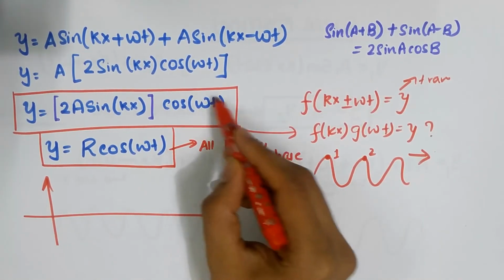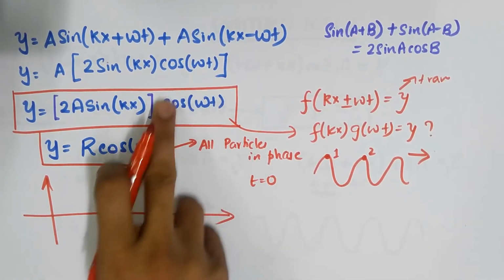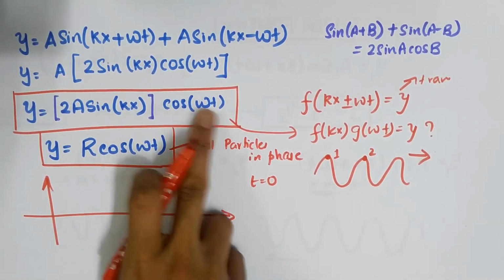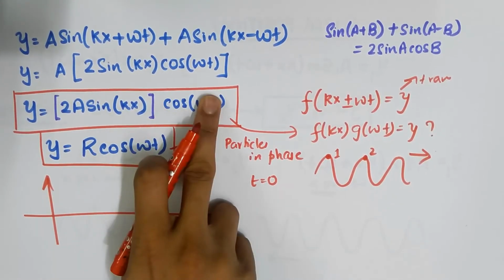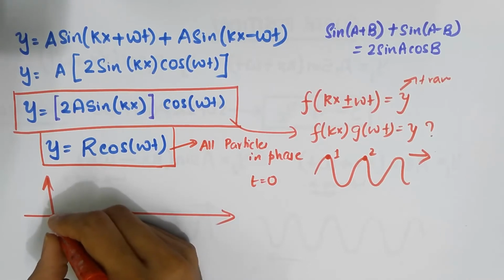So let's say I take time t equal to 0. I'm going to plot this at time t equal to 0. Then this cos becomes 1. And I have to plot y equals 2a sine kx. That's easy. That looks like this.